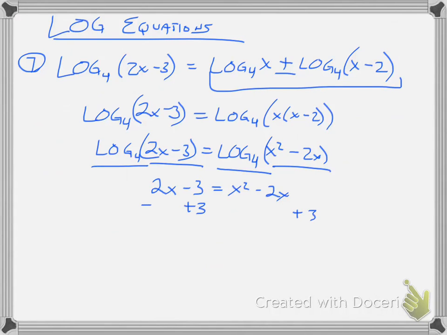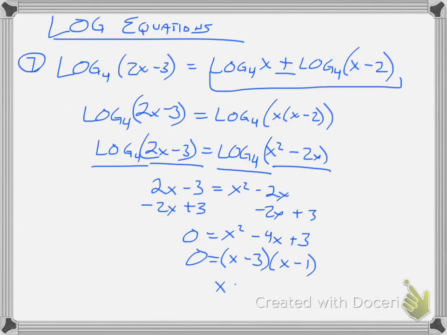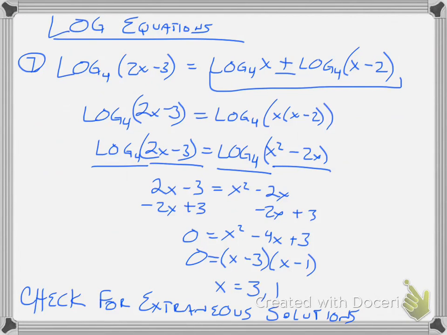So get everything on one side, add 3, subtract 2x. So I have 0 is equal to x squared minus 4x plus 3. And I can factor that into x minus 3 times x minus 1. So that means that x is equal to 3 or 1. But in this one, you're going to need to check for extraneous solutions.